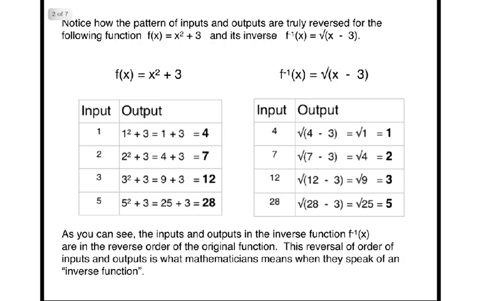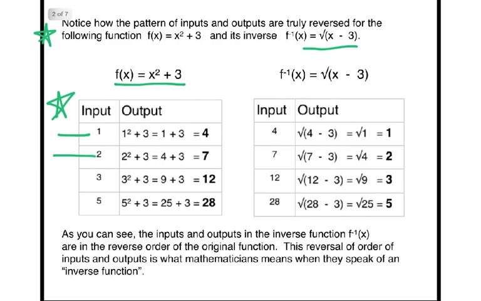Let's look at the tables of an inverse and the original function. Notice how the pattern of inputs and outputs are truly reversed for the following function, f of x equals x squared plus 3. Here's our original function. And the inverse, f inverse, equals the square root of x minus 3. First, take a look at the table of values for our function x squared plus 3. If you input the number 1, it's 1 squared plus 3, which is 1 plus 3, or 4.